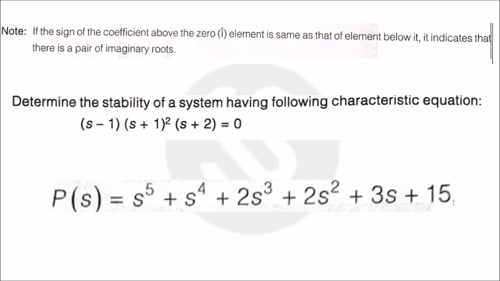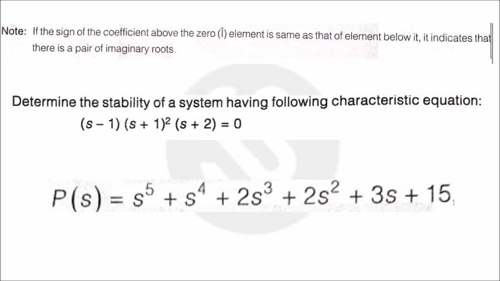Okay, so with this we have completed the special case of the Routh criteria. Here are two equations I am giving you as homework. Determine the stability of the system having these characteristic equations. Take this equation and this equation, try to find the Routh table and also the number of poles on the right hand side of the S plane and the number of poles on the left hand side of the S plane, then comment about the stability.